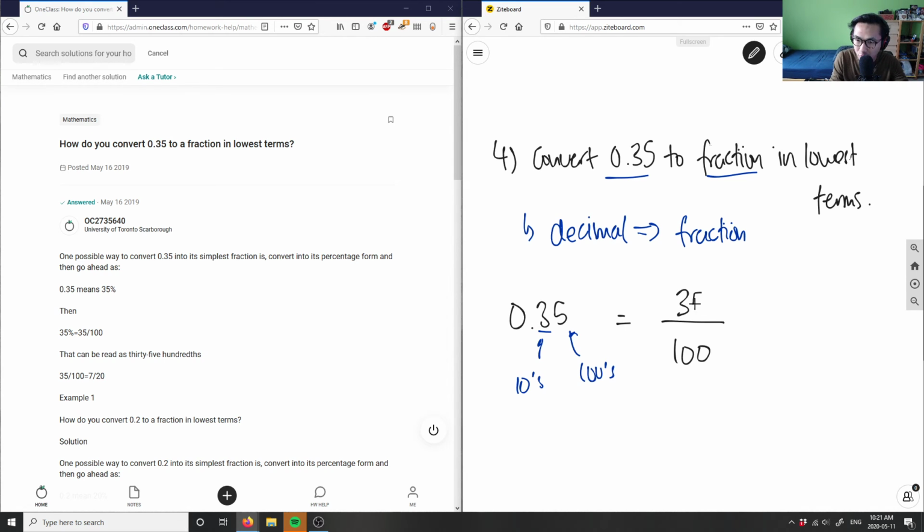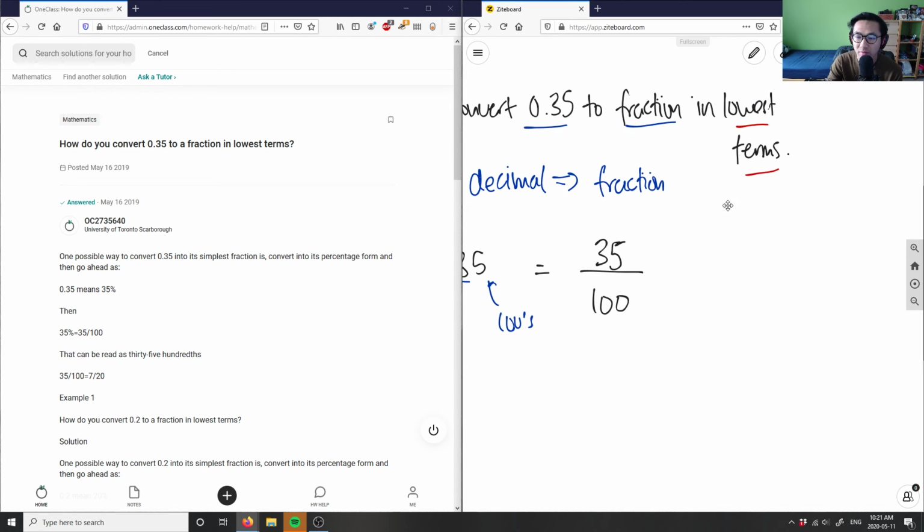So I have 35 over 100 here as my fraction, and then I want the lowest terms, right? Remember, therefore I need to reduce my fraction here to lowest terms. So I can divide both the numerator and the denominator by a specific number, right? In this case, because they both end in 5 or 0, I know that this is divisible by 5, right? So 35 divided by 5 here would be 7, and then 100 divided by 5 here is 20. So this here is my solution, right?